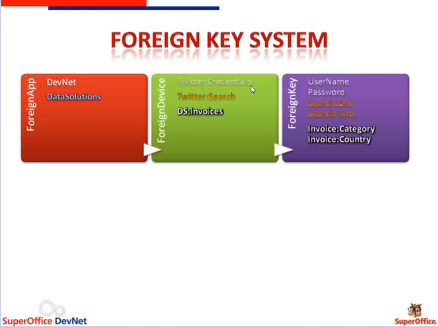Credentials here is defined, and I can define many different device IDs. Credentials is a device ID, Twitter is the device name. I can have Twitter dot search, for example, as I defined here. And then for each one of these device combinations, I can have one or many foreign keys associated with each one of those. So you can think of this as a multi-dimensional property bag, if you will.